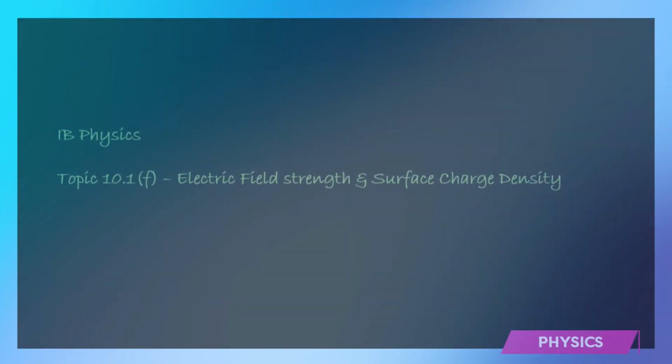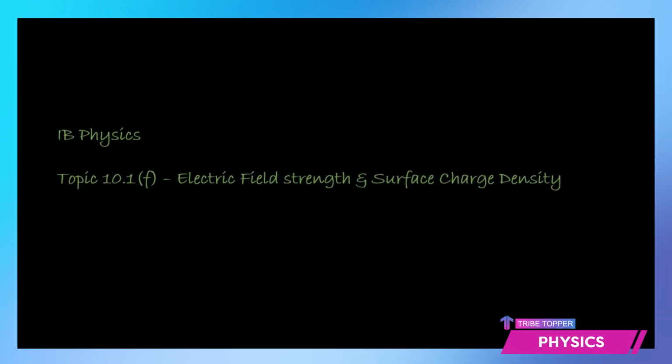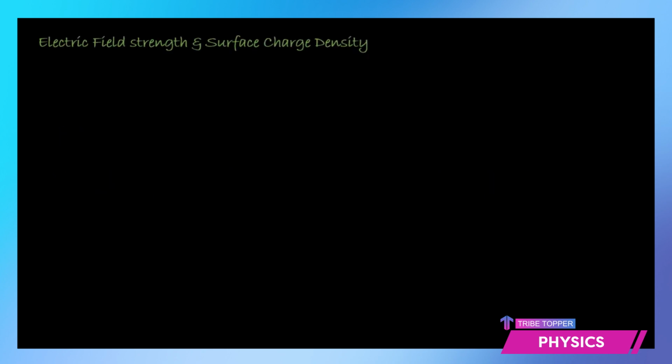In this video, you are going to learn about the electric field strength and surface charge density, a relation between the two. So let's consider a parallel plate capacitor, or we can say two parallel plates with an opposite charge. One has a positive charge, the other has a negative charge.